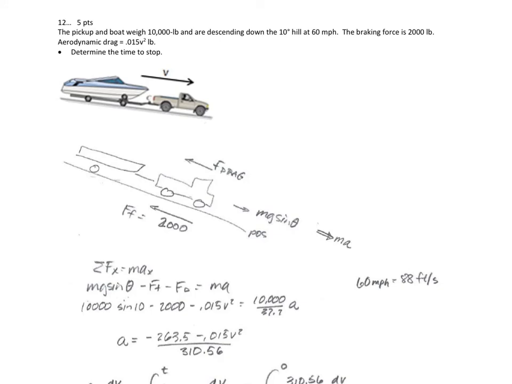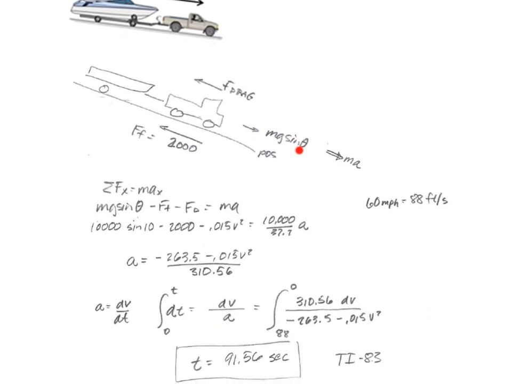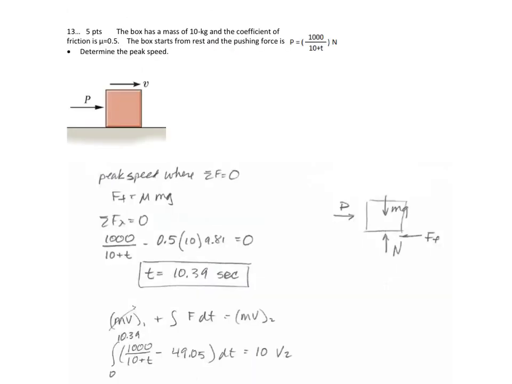this one we had a little friction drag. We had some aerodynamic drag. This was an F equals ma problem. Draw the free body diagram. You've got an mg sine theta going down the hill. Solve this for acceleration. And then a is equal to dv/dt. You integrate it, and you find that the time is 91.56 seconds.